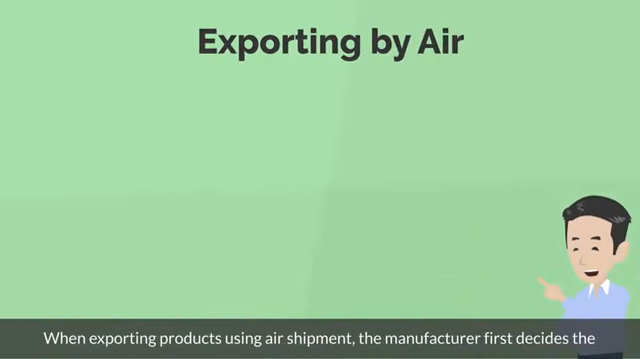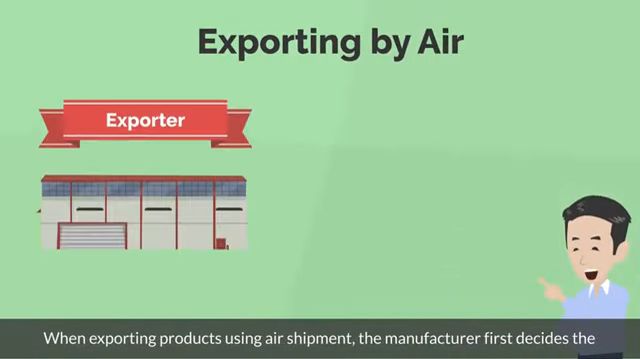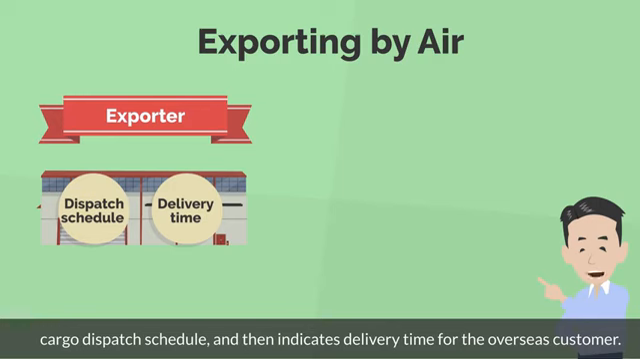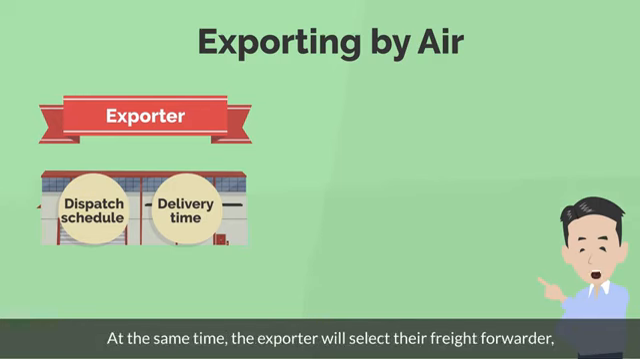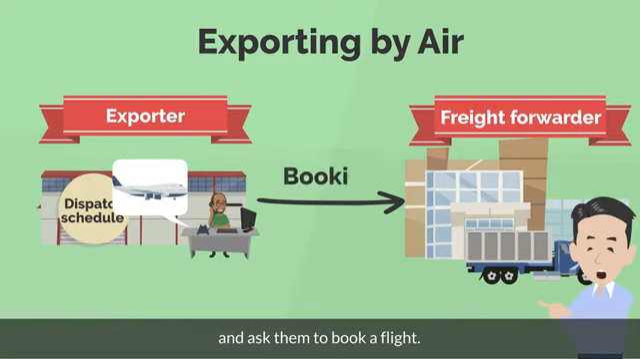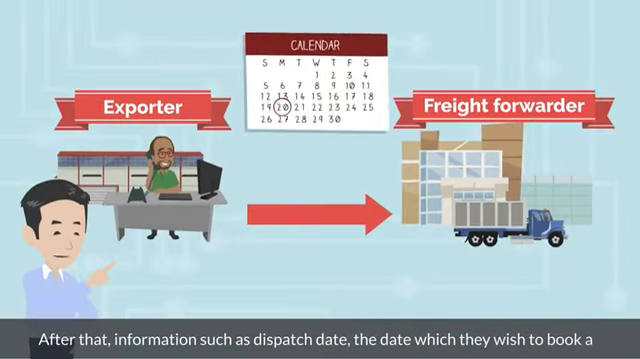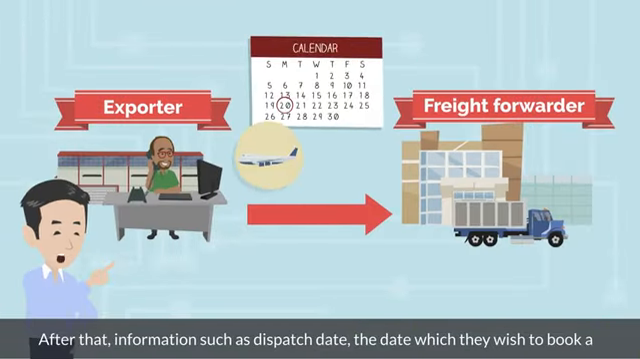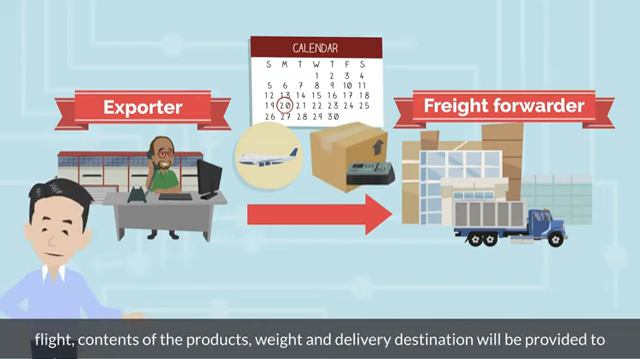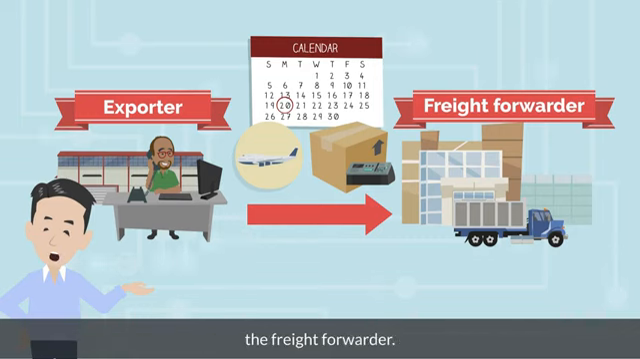When exporting products using air shipment, the manufacturer first decides the cargo dispatch schedule, and then indicates delivery time for the overseas customer. At the same time, the exporter will select their freight forwarder, and ask them to book a flight. After that, information such as dispatch date, the date which they wish to book a flight, contents of the products, weight and delivery destination will be provided to the freight forwarder.